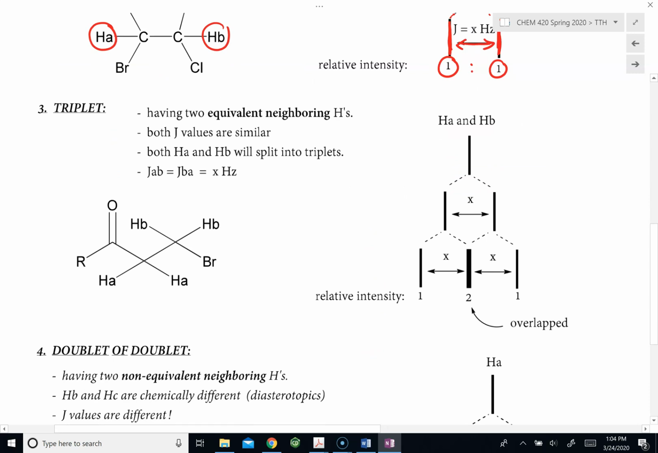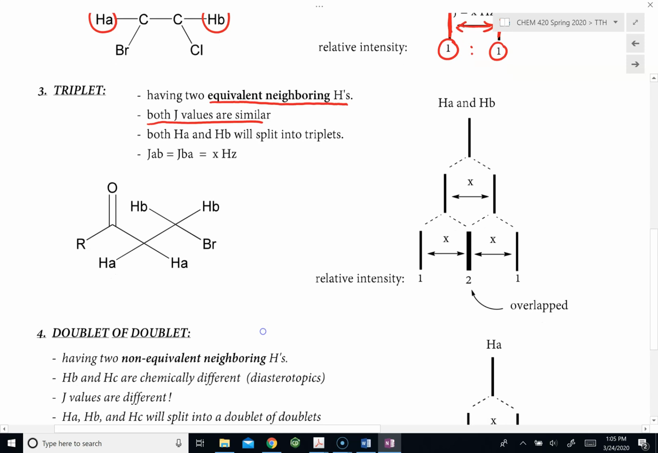And now a triplet. A triplet is basically the signal from a hydrogen that has two equivalent neighboring hydrogens. And because of the two equivalent neighboring hydrogens, both of the J values are the same. For an example, here in this case, both HA and HB in this example right here will show up as a triplet. And the reason why is as follows. If we were to look at this HB, these two HB right here are similar. So therefore, they show up as one signal.